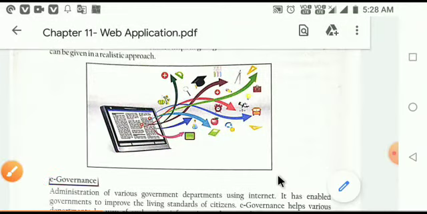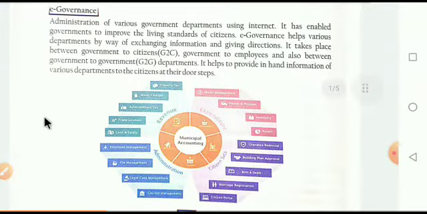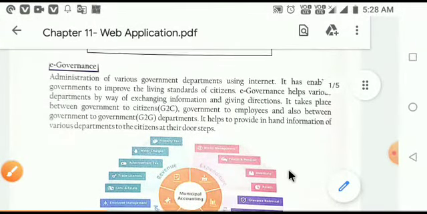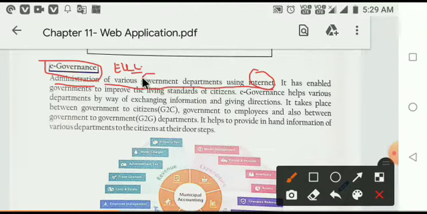Now, e-governance. What is the meaning of e-governance? Actually, the work that is done electronically with the help of the government. The government does every aspect electronically. So electronically they are providing us various information. It is the administration of various government departments using the internet. Governments are directly connected to the internet, and through the internet we can easily access all the things released by the government. So you have to keep this in mind.